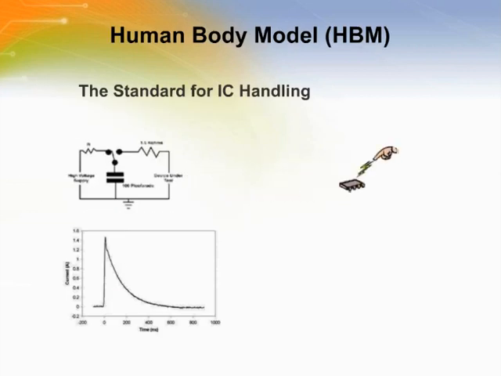As you can see from the animation, the human body model test is exactly what it sounds like. It is as if the ESD strike occurred through a human touch. The typical ESD strike value is 2000 volts. From Wikipedia, the human body model, or HBM, is the most commonly used model for characterizing the susceptibility of an electronic device to damage from ESD. The model is a simulation of the discharge which might occur when a human touches an electronic device.